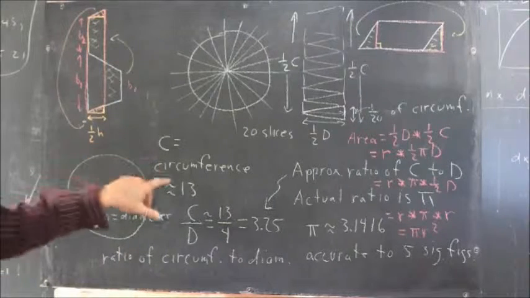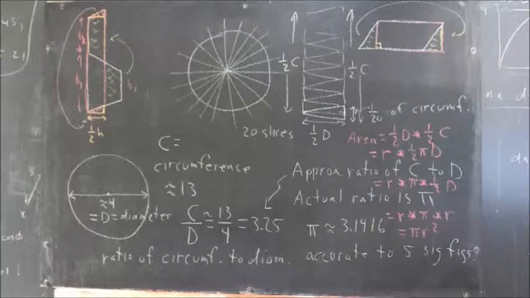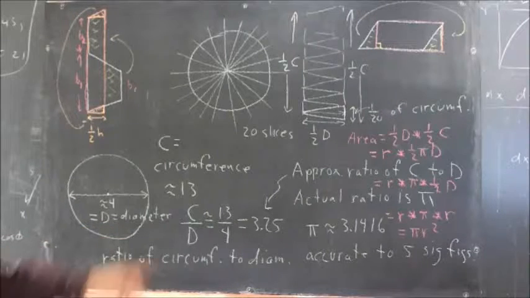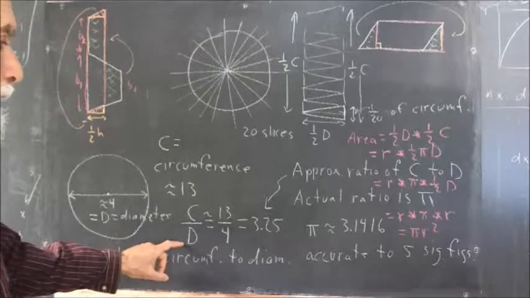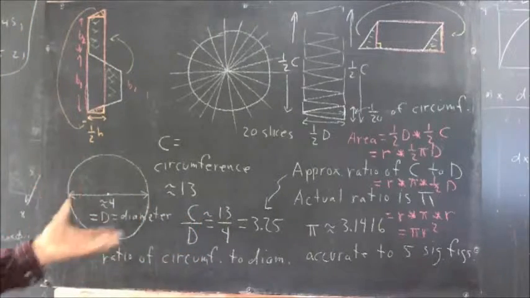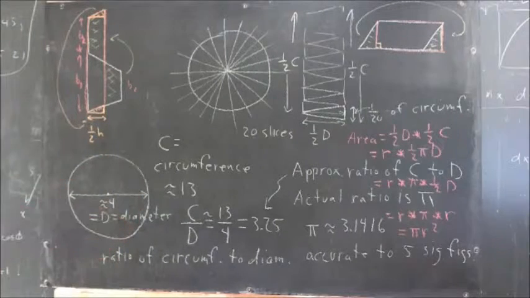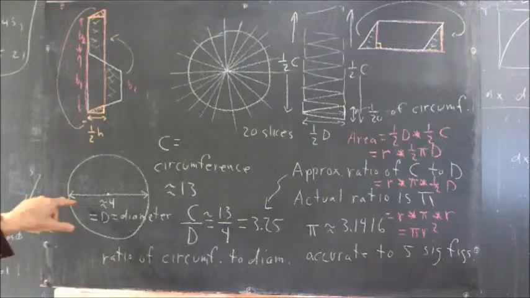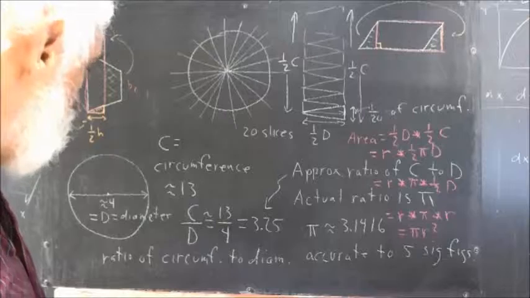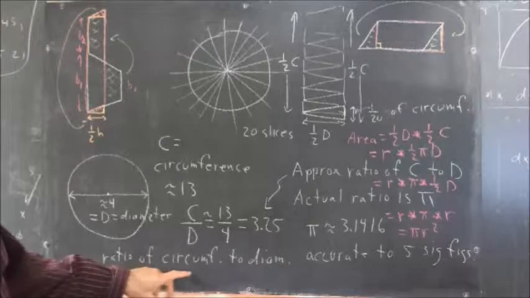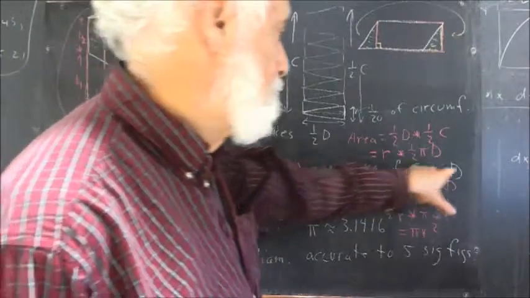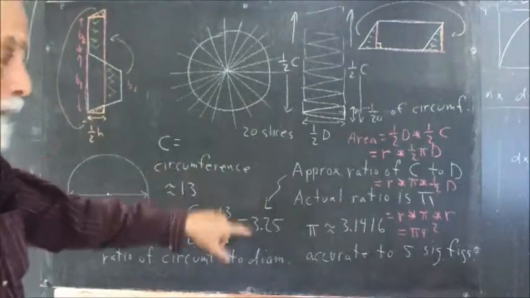Okay, so the circumference was 13 toe lengths or foot lengths, and the diameter was 4 foot lengths. If I take the ratio of circumference to diameter, I get 13 over 4. Now that's the approximate ratio for any circle, and any circle should have the same ratio of circumference to diameter. And 13 over 4 comes out 3.25. So we got the approximate ratio of circumference to diameter to be 3.25.